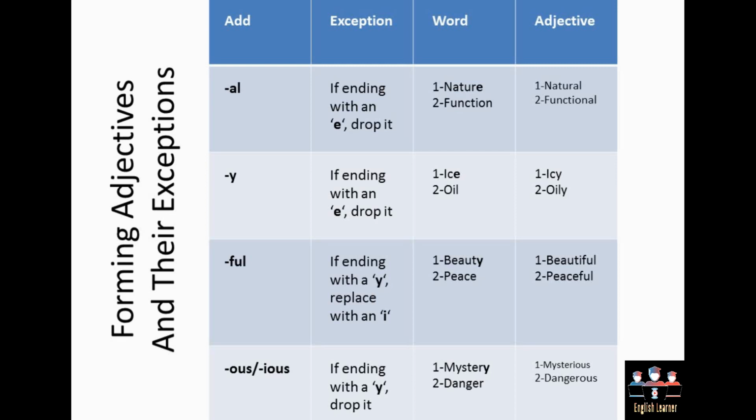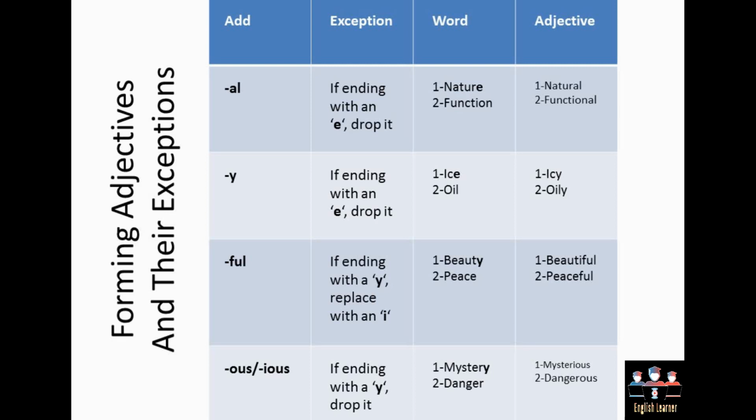Number 2 is y. The exception rule for the y is if ending with e, then drop it. For example, ice is a word that is ending on letter e, then we are going to just drop the e and then we will place y with it. It will make an adjective. Ice, icy.